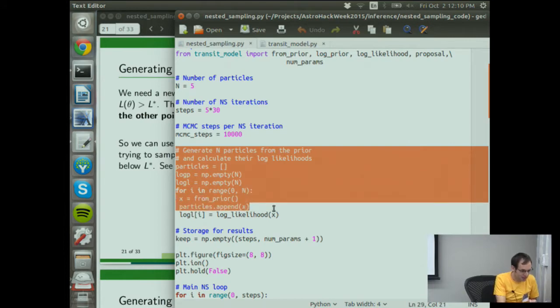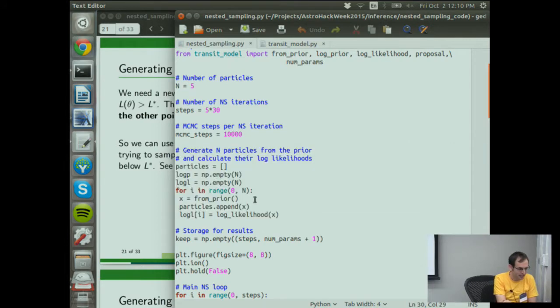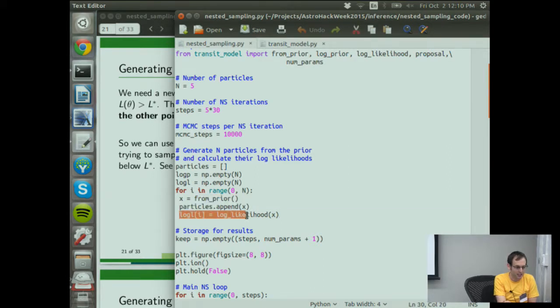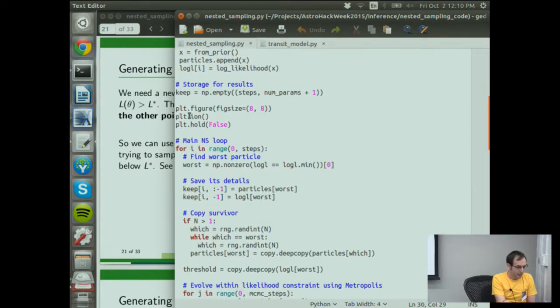So first we're generating n points from the prior, so I'm just putting them in a list, using the from prior method, and then evaluating the log likelihoods of all those points, because we're going to need to find the worst one. I'm also just making a storage array to keep results in as we go.